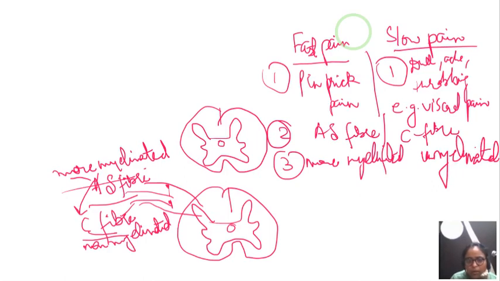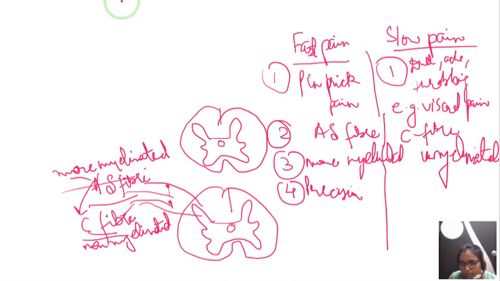Another point is the precision of the fast pain. With fast pain, you know the exact point where it is. For example, if somebody is pricking my hand, I can exactly tell that this is the point where I'm getting the pain. So the precision of the pain is very accurate in the fast pain.